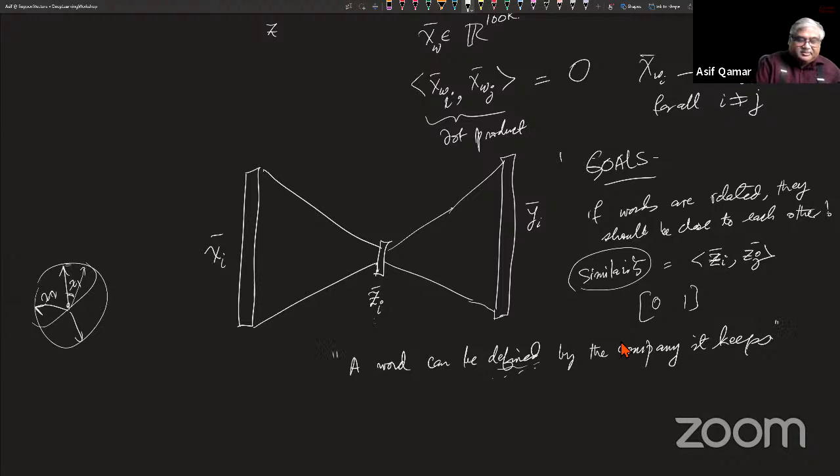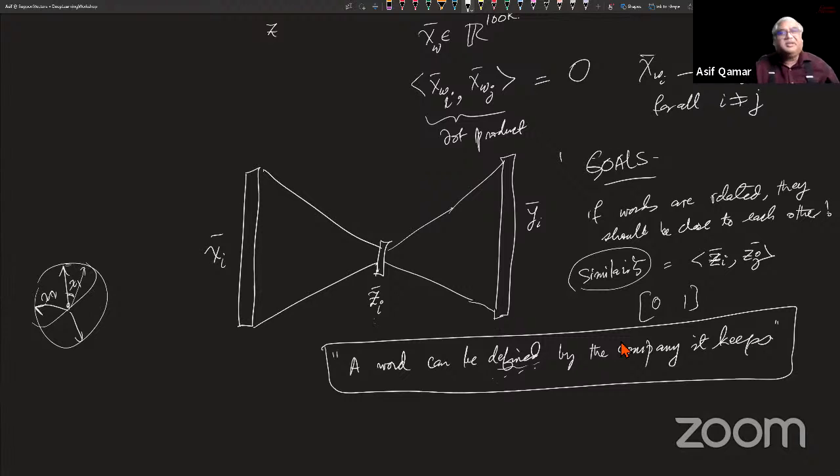This is a famous statement. I wish I could remember the author, if anyone of you have it. If you Google it, it'll show up in a moment. The exact statement: a word is defined or understood by the company it keeps, with other words, where in the corpus.